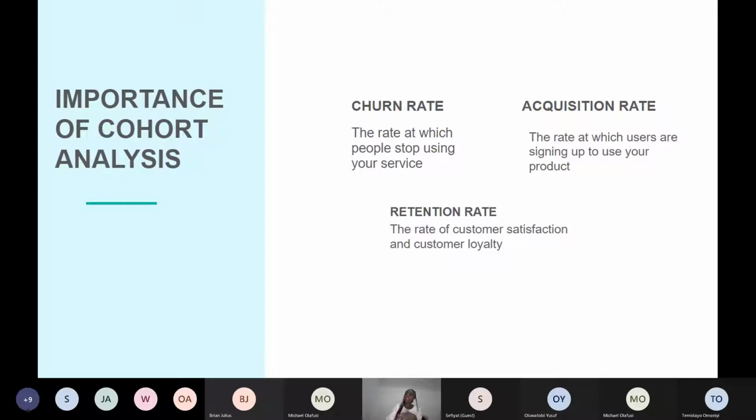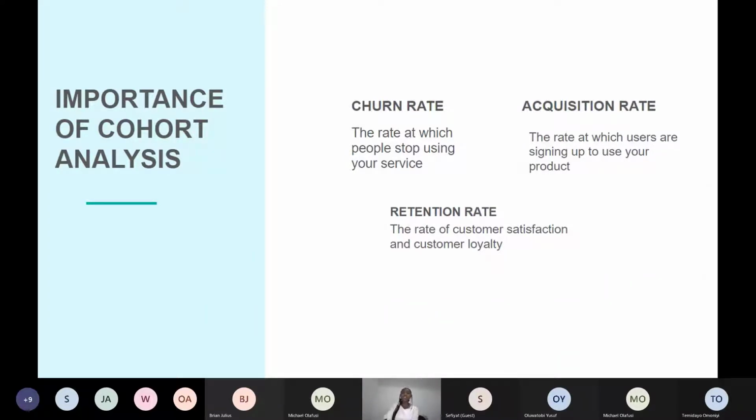And then you use it to gauge how you're doing as a business. And then acquisition rate, you use it to measure the rate at which your users are signing up to use your product. So in this month, how many people signed up to use our product? We have 100 users, we have 50 users. And out of those 50 users, how many of them are still with us? How many of them dropped out? Some of them we had different reasons why they dropped out. But when you run your analysis, you'll be able to see the number, and the trends of people who sign up to use your service and people that drop out.